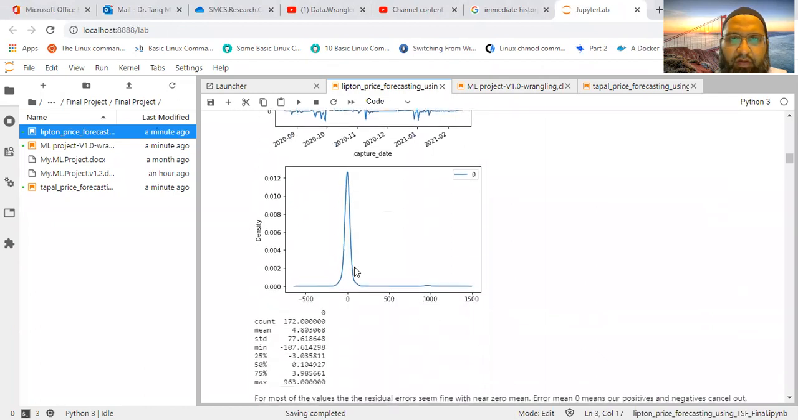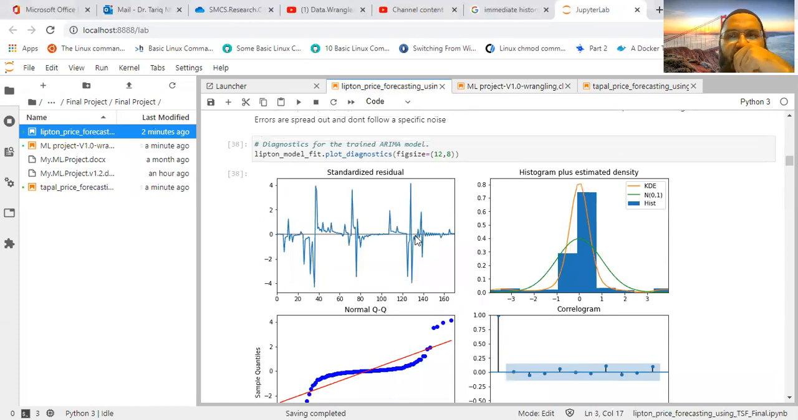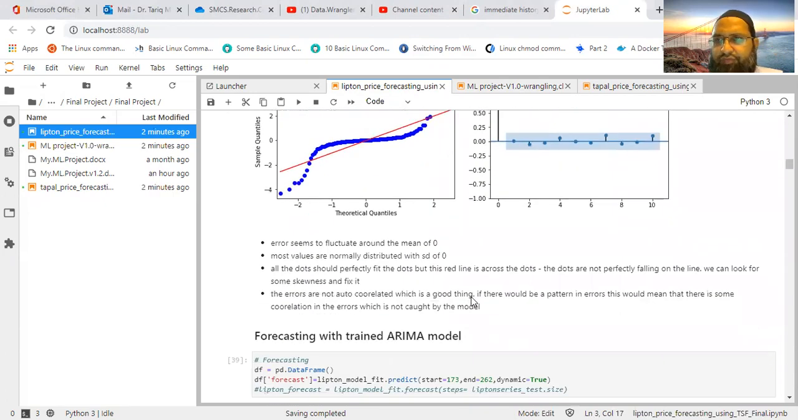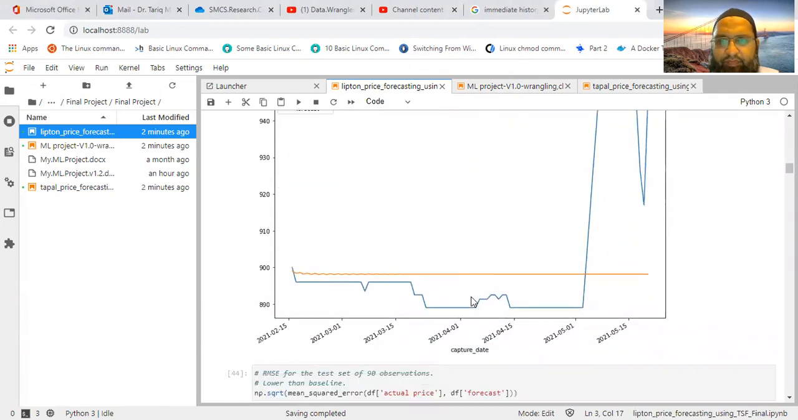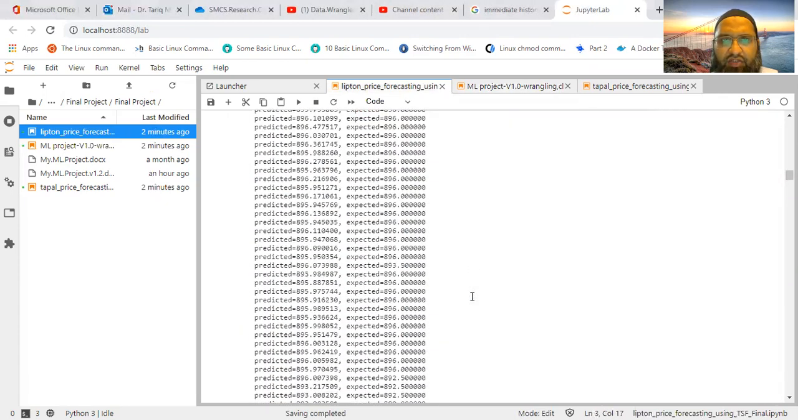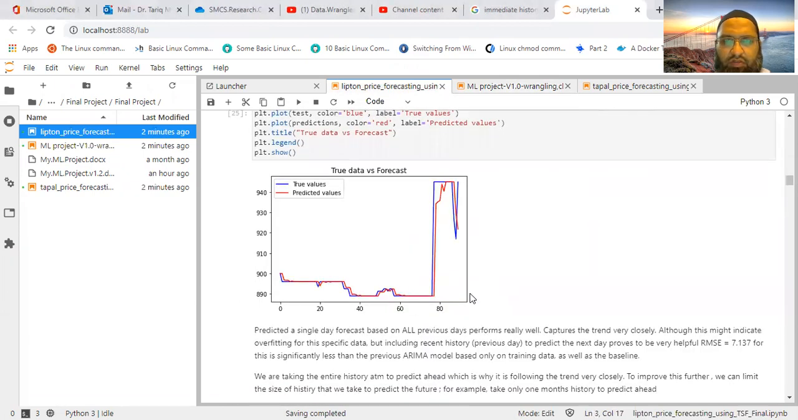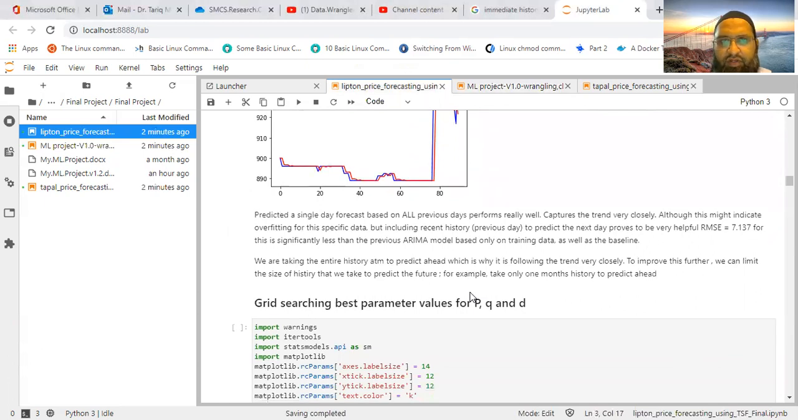We fit these up, so these are different graphs. These are the outputs of the residual models, the histogram plus estimated density, and the normal quantile plot. These are the outputs of the forecast. The forecast is pretty strange with a single day forecast and history. So this looks pretty good here, single day forecast with history. The history basically means, I think, the previous timestamp.